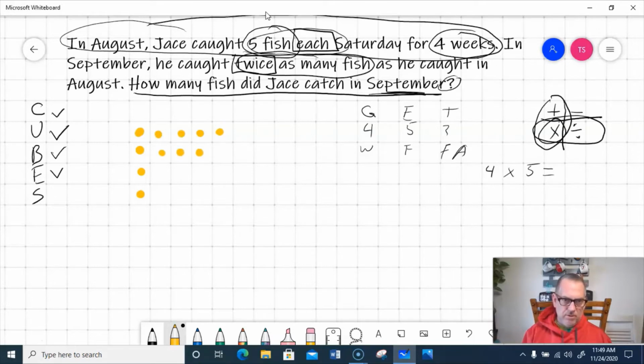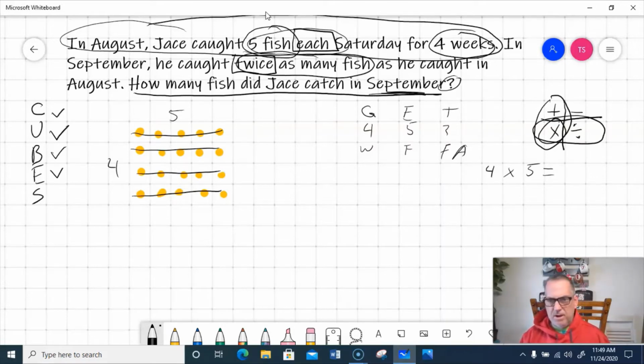So I go ahead and fill in the rest of my array, making sure I have 5 in each row. It looks like I'm catching goldfish, isn't it? So I've got 4 rows with 5 in each row. That would be 5, 10, 15, 20. So in August he caught 20 fish. That means my total right there is 20, and that's 20 fish in August.